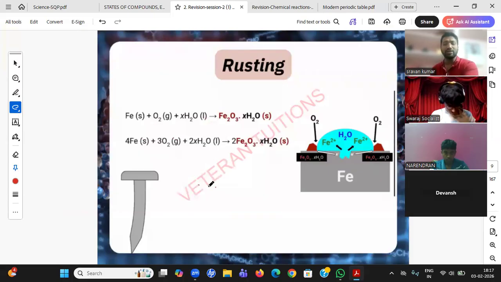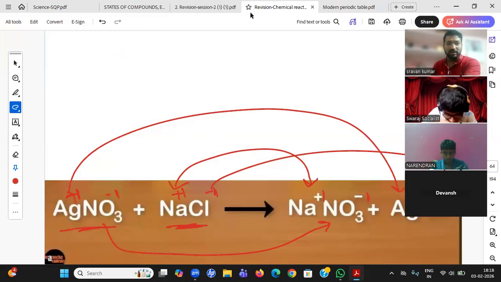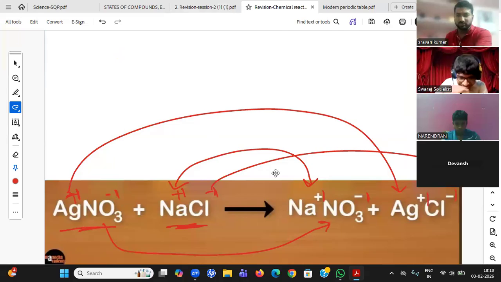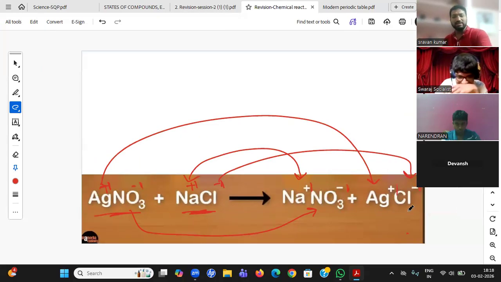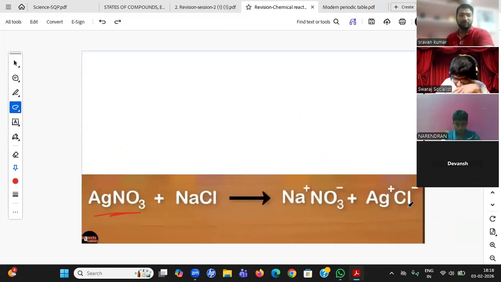Today's session, students, we need to complete some anti-rusting techniques and rancidity. Okay, so students, you have seen rusting yesterday. Iron plus oxygen plus water gives rust. AgNO3 plus NaCl gives... Students, how much will you take? Please write soon. It is already given in your book.